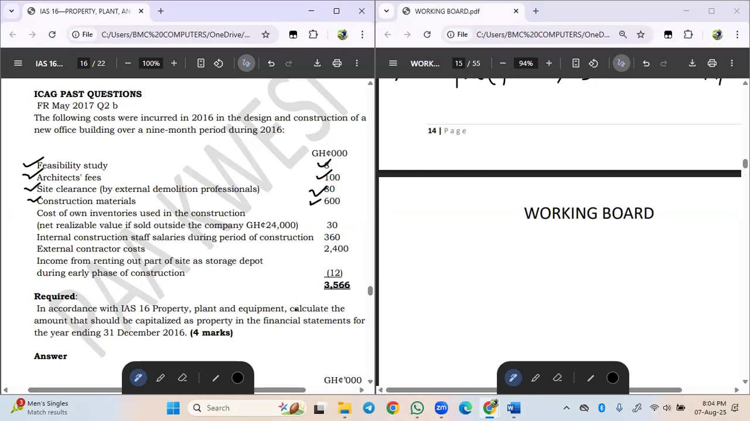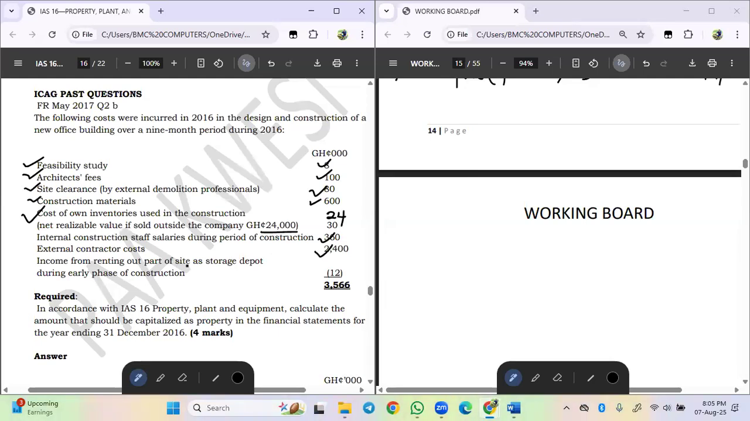We've not treated IAS 2 yet, but we are saying that inventory is initially measured at cost, then subsequently you measure it at the lower of cost and net realizable value. So the net realizable value is 24,000. The cost is 30,000, so the lowest, you choose 24,000 here. So this one is part. Internal construction, this one is part. External contractors, this one is part.